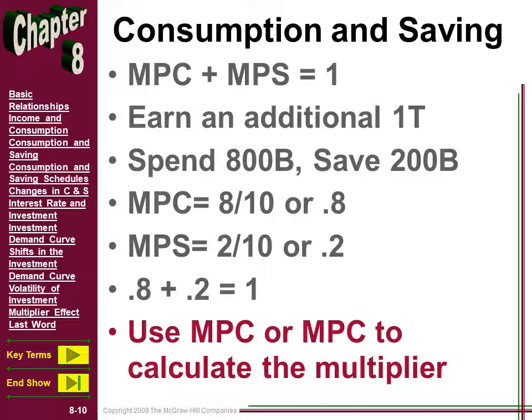Now, this point is extremely important. The reason why economists like the marginal propensity to consume or the marginal propensity to save is that these two figures, these two concepts can be used to help calculate what is called the multiplier. So if you see this last point down here, it says the MPC, marginal propensity to consume, or the marginal propensity to save can be used to calculate the value of the multiplier.